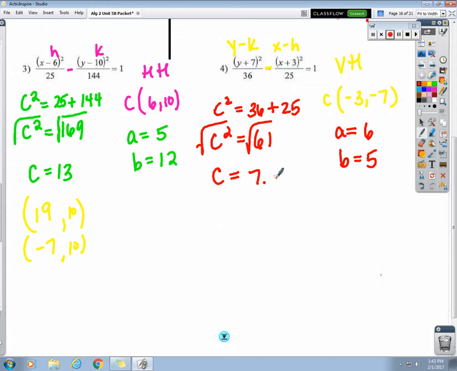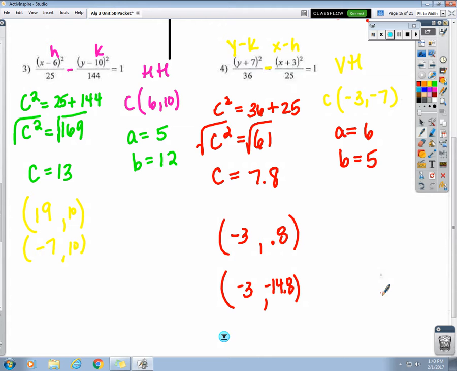7.8. Okay, so now without a diagram, this is a vertical hyperbola. So won't the foci be going up and down? So for the foci points, you're not moving them left or right. They're going to stay at negative 3 on the x-axis. You're moving them up and down from the negative 7. So what's negative 7 plus 7.8? 0.8. And what's negative 7 minus 7.8? Negative 14.8.